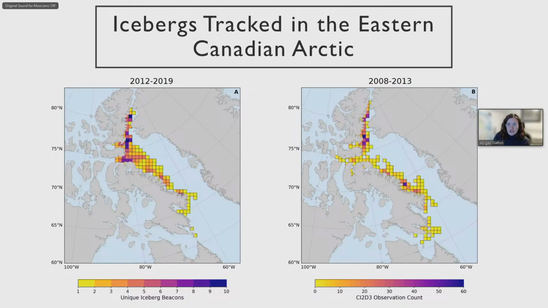So the figure on the left is showing the distribution of icebergs from the beacons that we deployed and others from the Canadian Ice Service from 2012 to 2019. And on the right, we have the distribution of ice islands and ice island fragments from the CI2D3 database from 2008 to 2013. So what's true for both data sets of observations is that icebergs tend to drift through Nares Strait between Ellesmere Island and northern Greenland, along the coast of Baffin Island, including, again, the entrance to Lancaster Sound, which is there in that circle, and then oftentimes into Hudson Strait.